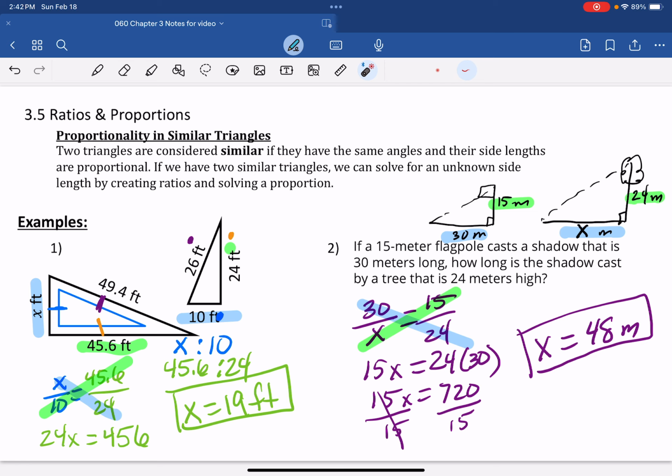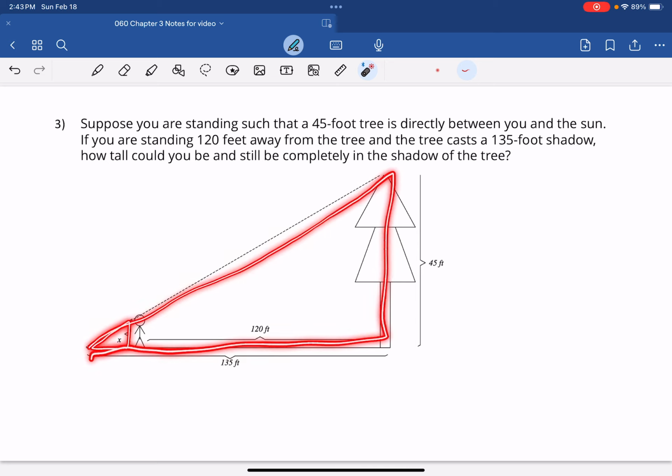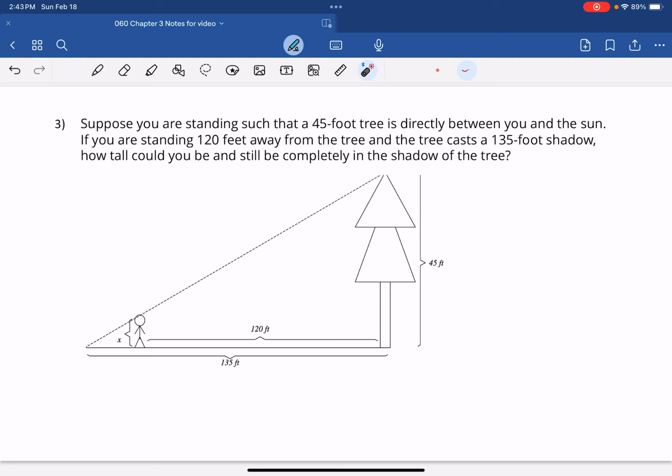And that makes sense because the tree is taller, which means our shadow should be longer than the shadow of the flagpole. We're going to look at one more. This example has the triangles kind of what we call inscribed. They're one inside of the other, but we still have two triangles.